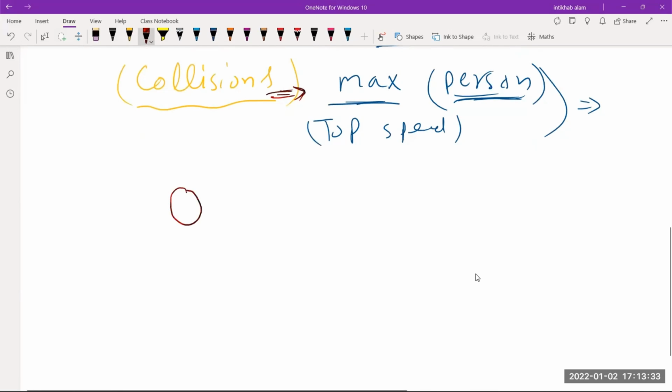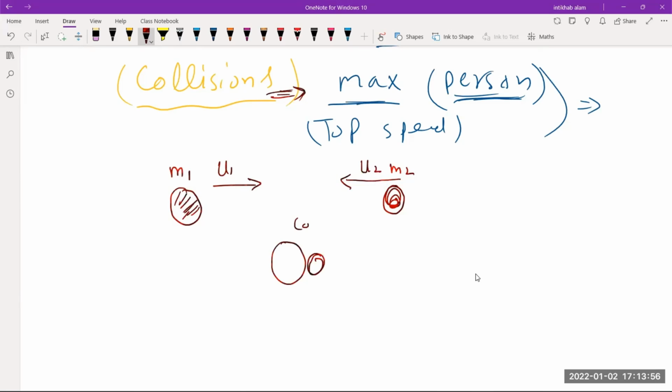We start with the collision of two small balls. One ball has a mass m1. It is moving with velocity u1 in this direction. There is another ball which might be smaller in mass. Its mass is m2, but it is going in this direction. Its velocity is u2. Definitely they'll have a collision in the center.